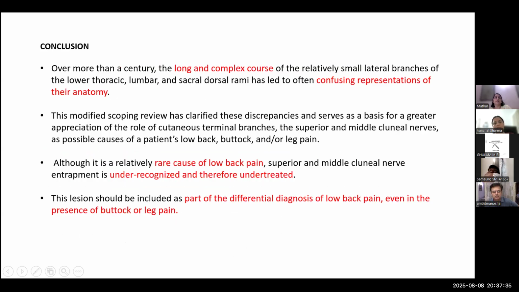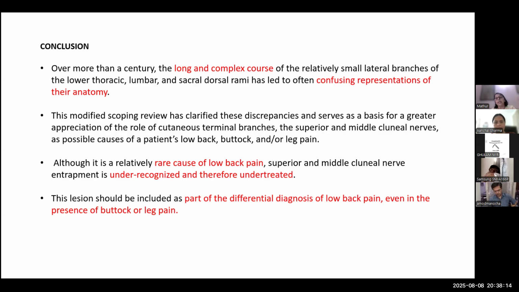So finally, concluding, over more than a century, the long and complex course of the relatively small lateral branches of the lower thoracic, lumbar, and sacral dorsal rami has led to often very confusing representations of their anatomy. So this modified scoping review has clarified these discrepancies and serves as a basis for the appreciation of the role of cutaneous terminal branches and the superior, middle, and inferior cluneal nerves as a possible cause of patients' low back, buttock, and or leg pain.